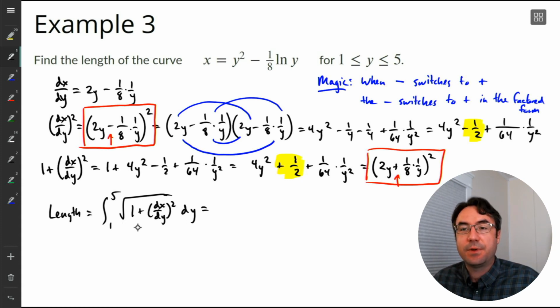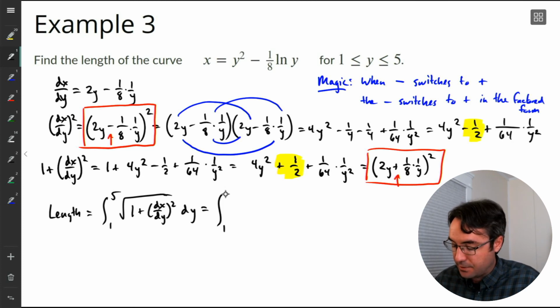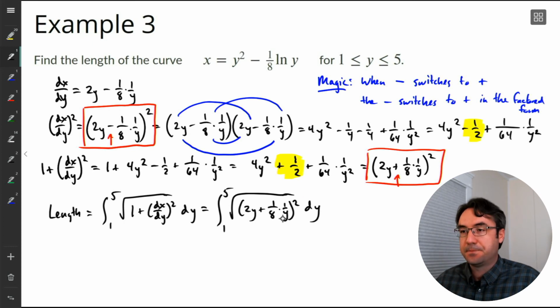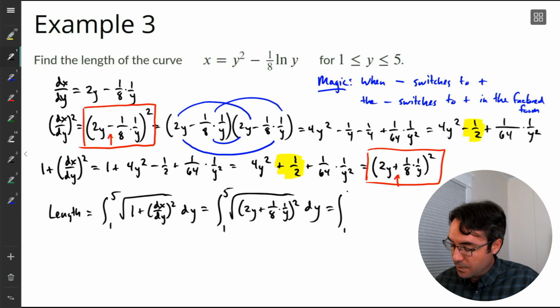Now we know we simplified. We worked with this 1 plus the derivative squared, and we've simplified it down, so let's just use this simplified version. It's going to be the integral from 1 to 5 of the square root of 2y plus 1 over 8 times 1 over y, squared. The square root and the squared are going to cancel, so we just multiply the exponents if you want to think of it in terms of power functions. So we're left with just the integral from 1 to 5 of 2y plus 1 over 8 times 1 over y, dy.